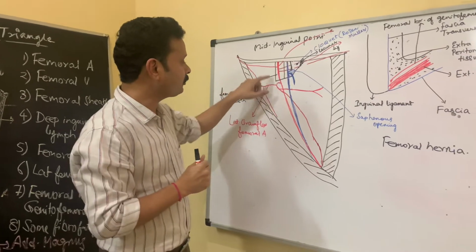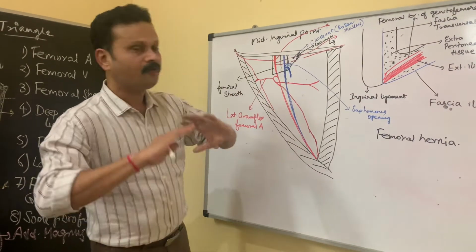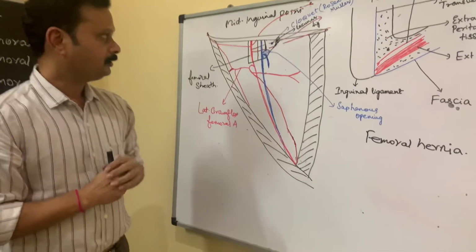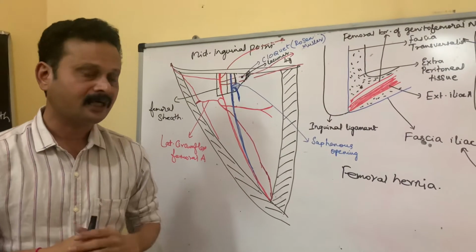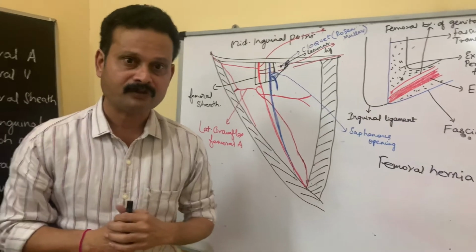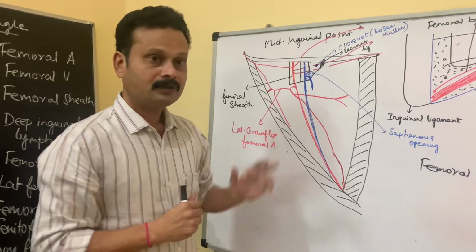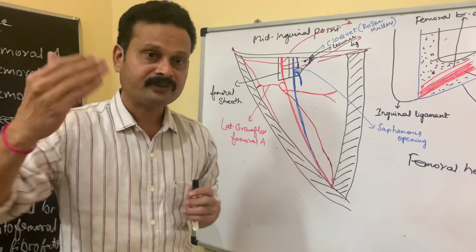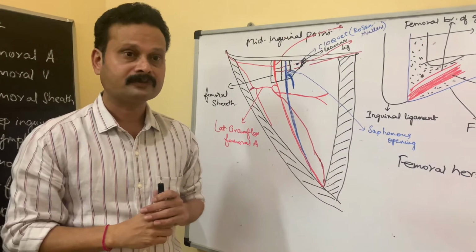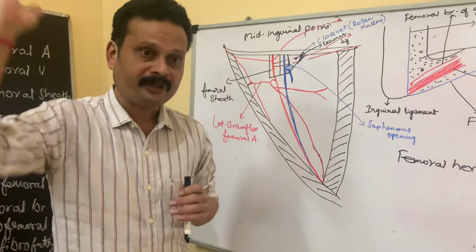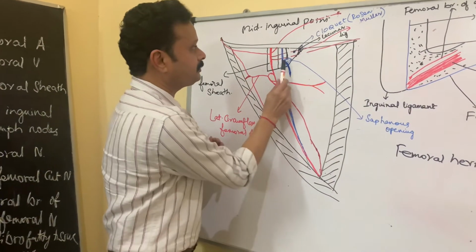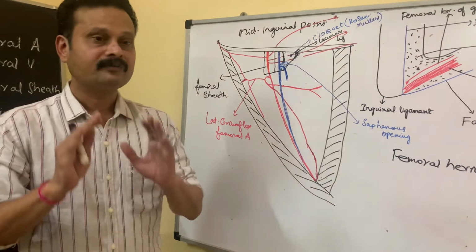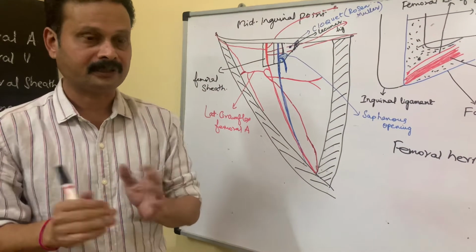So overall the femoral sheath is over. Now what are the structures which pierce the femoral sheath? Structures which pierce the femoral sheath are the femoral branch of the genitofemoral nerve, superficial circumflex iliac artery, superficial external pudendal artery, superficial epigastric artery, and the great saphenous vein from the medial side. These are the structures which pierce the femoral sheath.